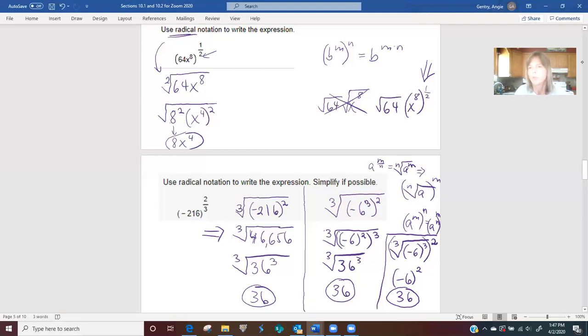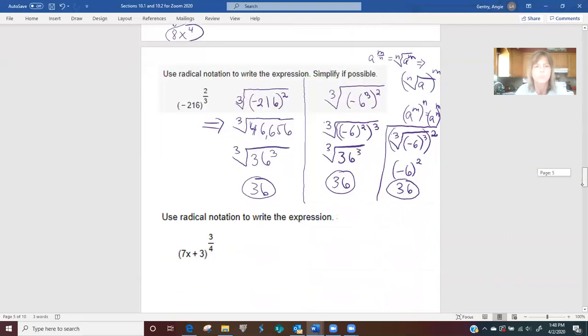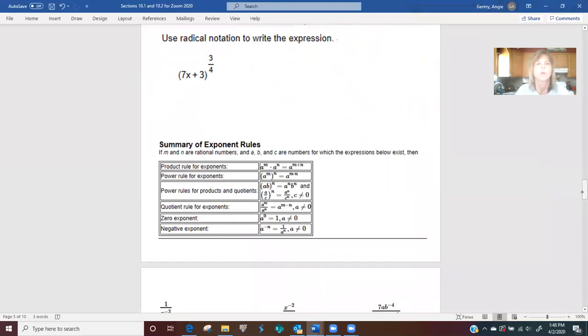So there can be some frustration here, and 10-2 is a hard one to teach because there are so many options. On the next one, use radical notation to write the expression. Okay, so it's this whole thing to the 3/4.